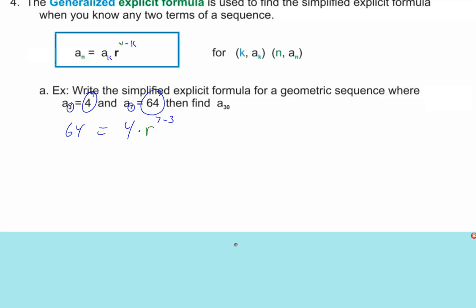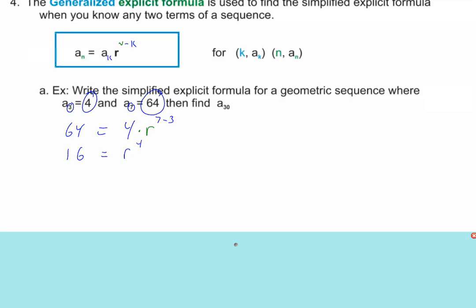Okay, this is just an exponential equation. And so you have to go back to thinking, how do we solve exponential equations? Well, you isolate the variable and its exponent. So move the 4. So divide both sides by 4. So what's 64 divided by 4? 16. And that's going to be r to the 4th. So 16 equals r to the 4th.